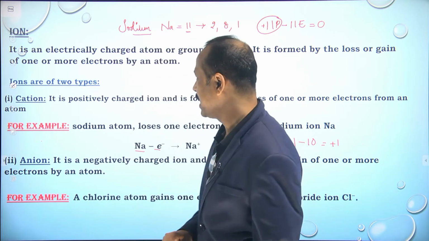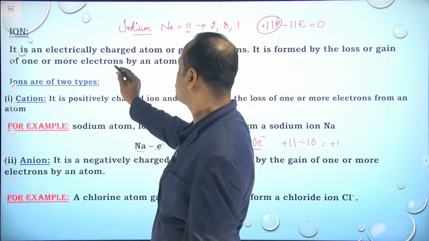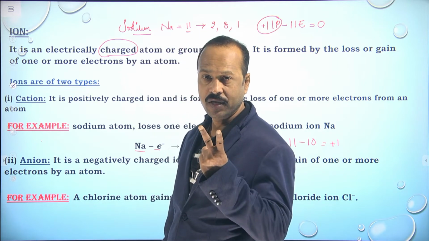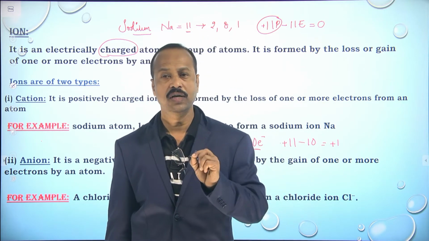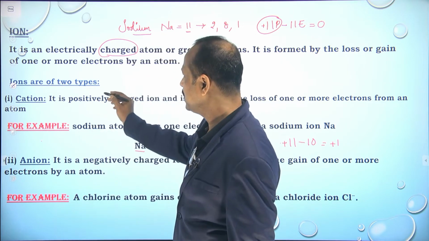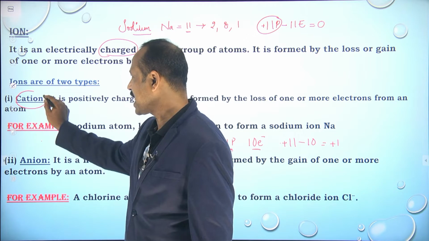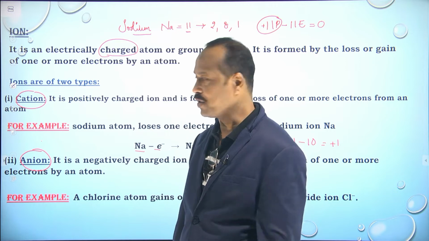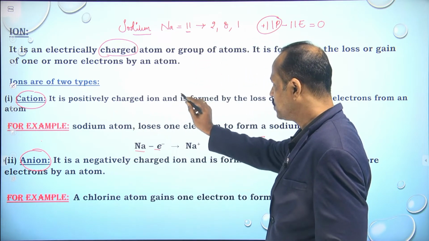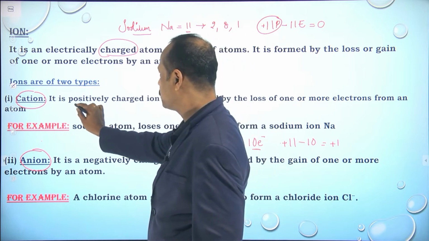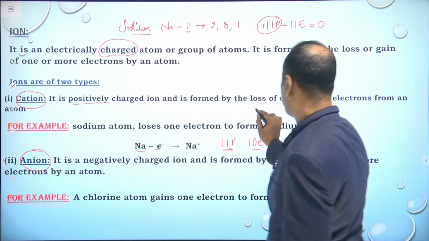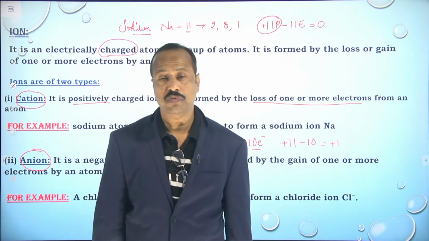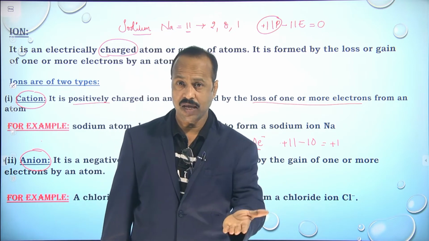or gaining electrons. So ions are of two types, because you know that two types of charges are there, yes or no? One is called positive, the other is called negative. So one ion is called a cation and the second one is called an anion. Cation and anion. So cation is what? It is a positively charged ion, and is formed by loss of one or more electrons from an atom. So a cation is formed by giving up one or more electrons.